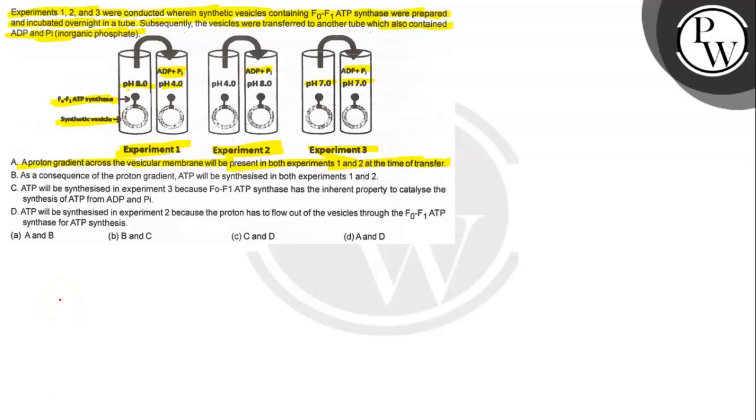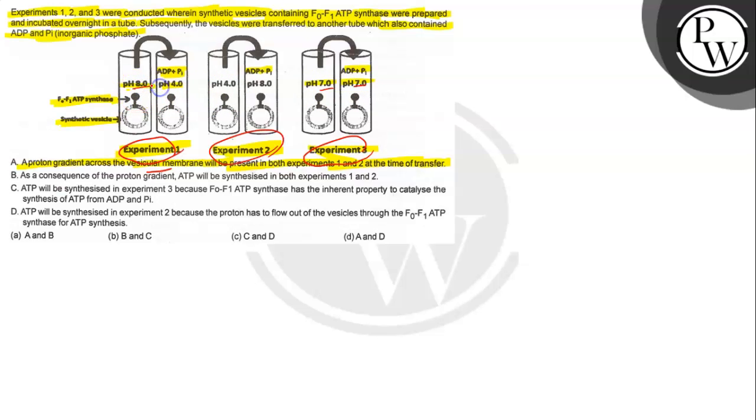So in this part, that is a proton gradient across a vesicular membrane. These are the synthetic vesicular membranes. This is present in both experiment 1 and 2. So we have to consider experiment 1 and experiment 2. A proton gradient, because experiment 3 has pH 7 and 7, but its pH is varied in the different tubes.